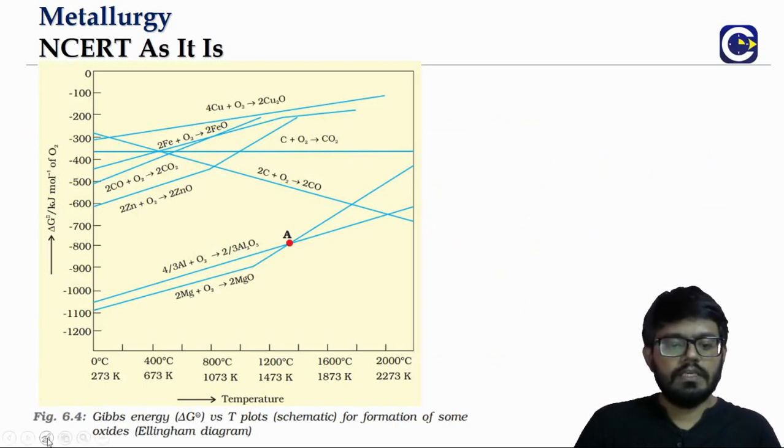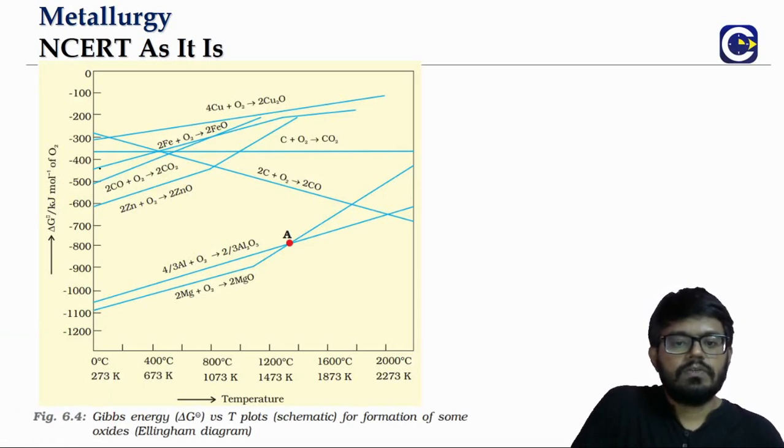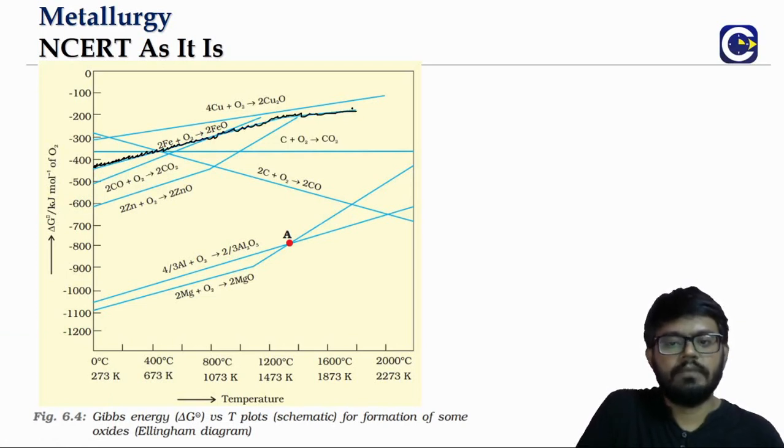I'll show you where the iron oxide curve is. So we'll just mark it. So this is the iron oxide curve. I'll just now use the black color because there are a lot of curves here. Now where is the curve representing coke converting into carbon monoxide? So you see, this is the one. This curve is starting from here.